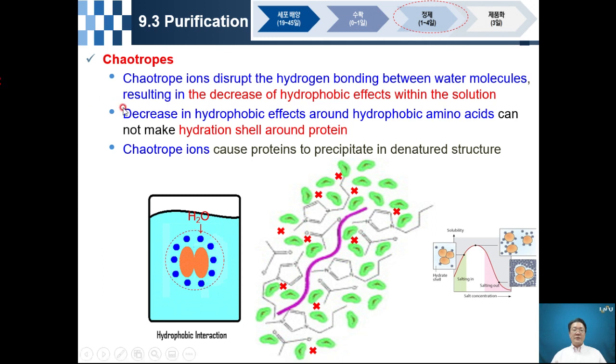When the hydrophobic effect around the hydrophobic amino acids decreases, the hydration shell cannot be made around the protein. It means there will be no hydration shell around the proteins, so the protein can be denatured like this. If we do the salting out experiment, chaotropes cause proteins to precipitate in denatured structures like this. So this is what we call the chaotropes.